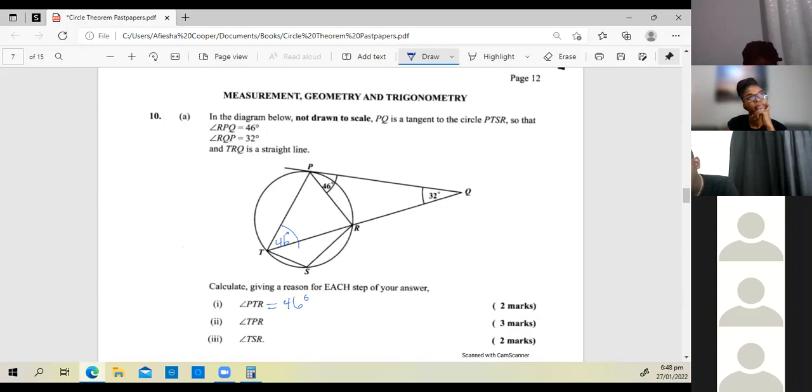CPR. Miss, 56 degrees. Miss, I said that angles in a triangle sum to 180 degrees since PQT is a triangle. I added up all the angles we have already, 46 plus 46 plus 32, and subtracted from 180 to get 56. So we find the missing angle by saying 180 minus 46 plus 46 plus 32. 56 degrees. TSR.